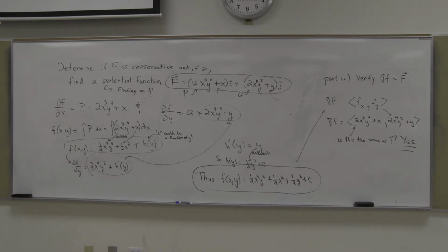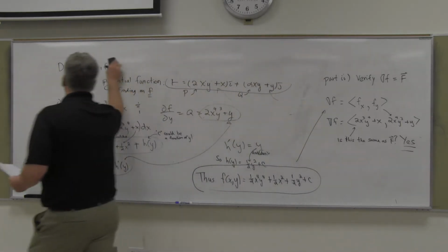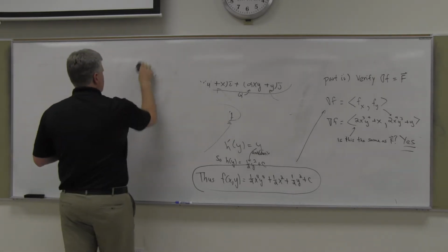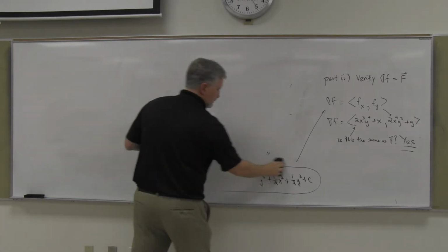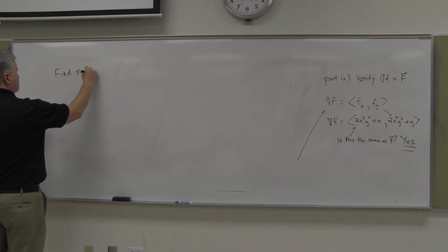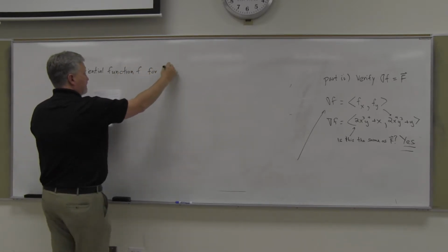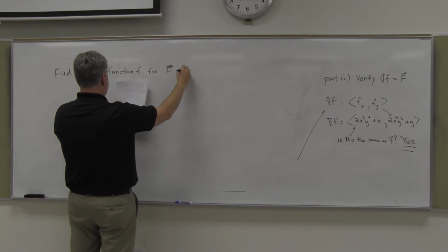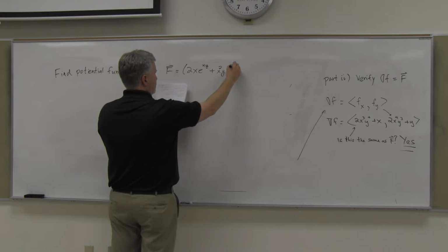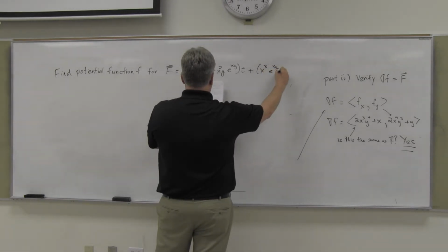All right. Okay. Try this one. Find potential function f for vector field 2x e to the xy plus x squared y e to the xy, that's I, plus x cubed e to the xy plus 2y j.